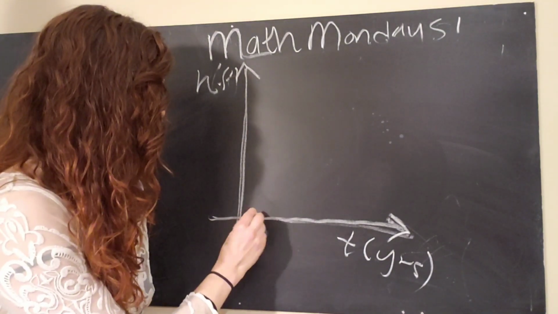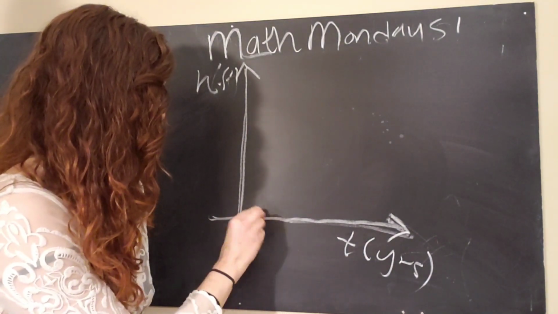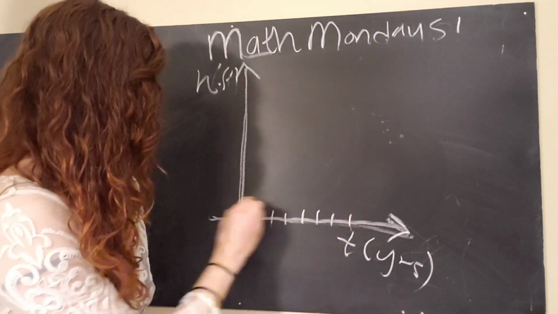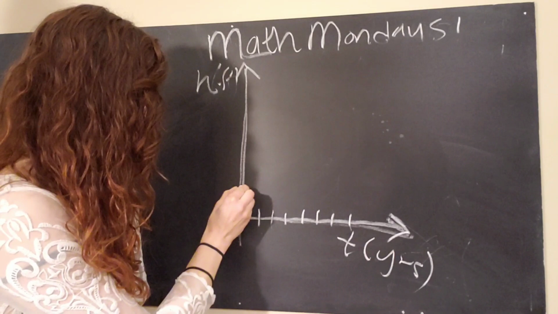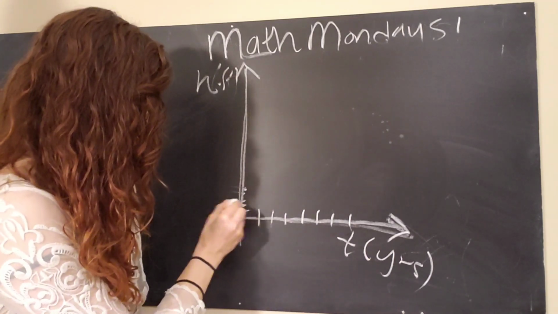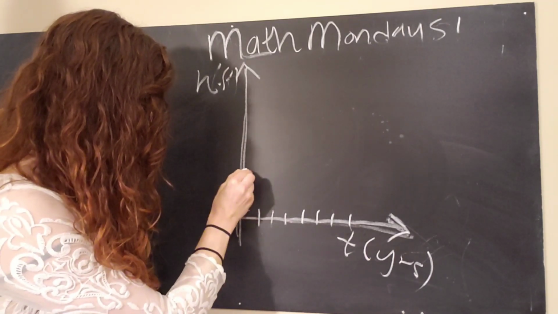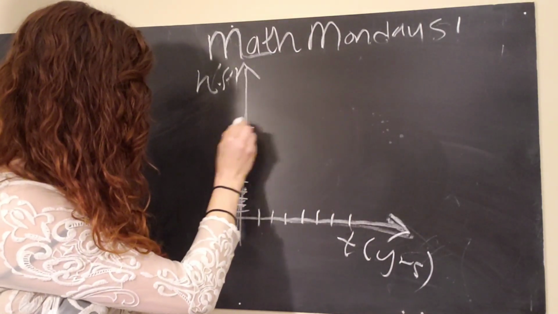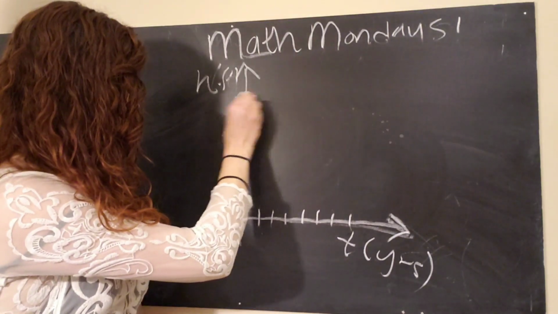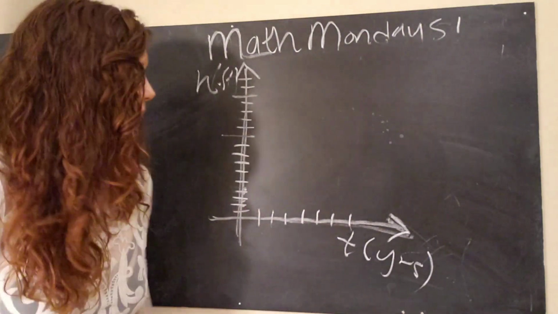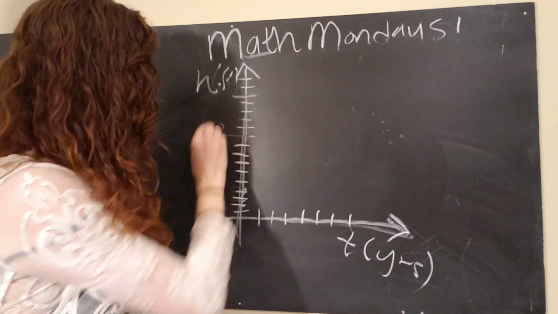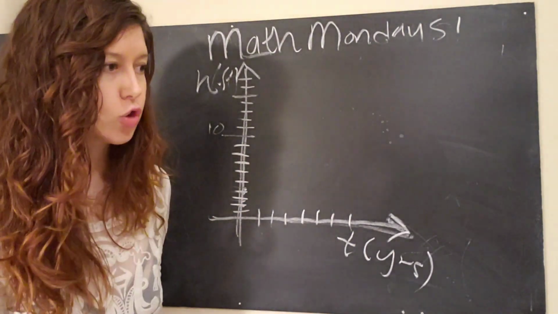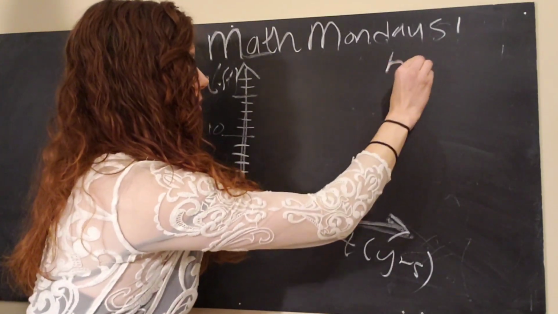So I'm going to add some little lines on my graph to make it easier for me to draw this. And then we're going to make these a lot smaller. That's going to be 10. That's 15. Okay, so let's mark that. That's 10 feet. Cool. Okay, so we're going to use an exponential growth equation for height that looks like this.